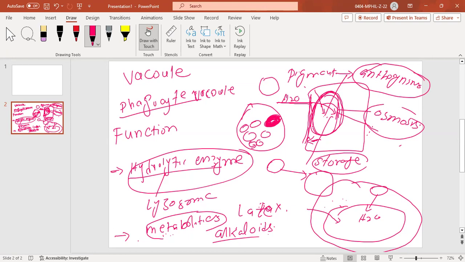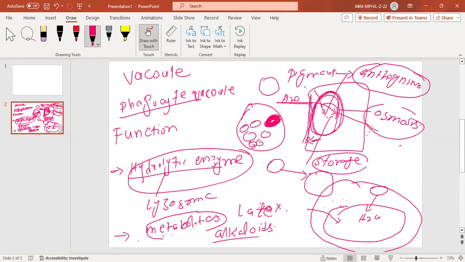So you need to know about the function of this vacuole. Its major function is storage. If you see all these functions, it contains hydrolytic enzymes, metabolites, and pigments. All these are stored in the vacuole of the plant cell, because that is the large cell. It has the ability to store extra material which is not immediately utilized in the cell, and it is released when it is required, right?